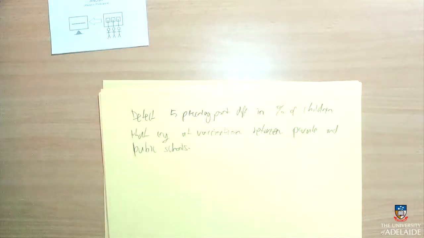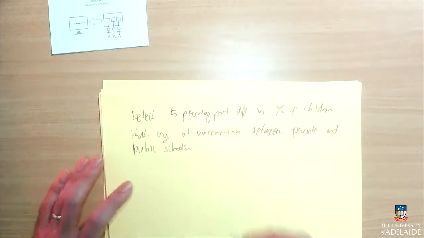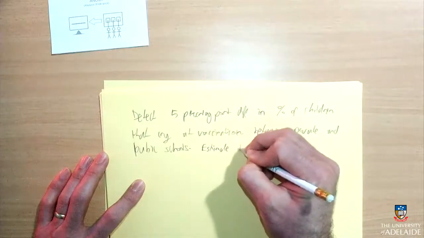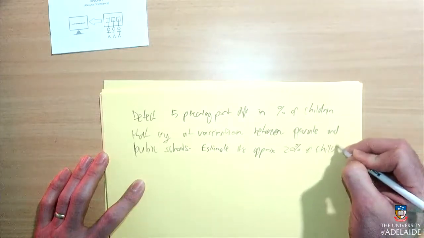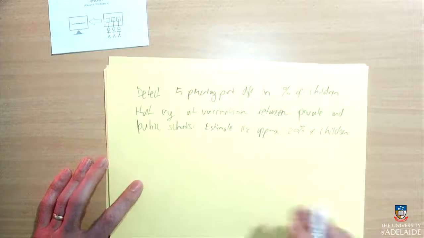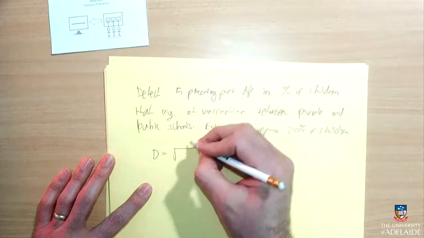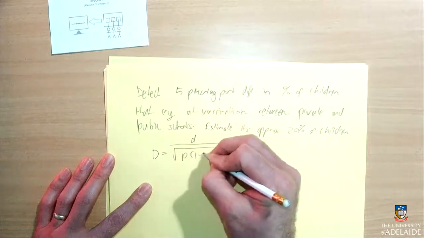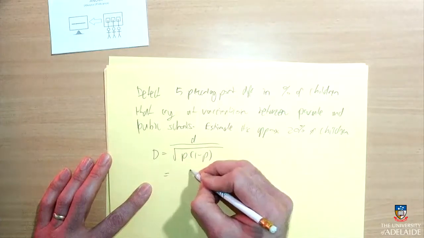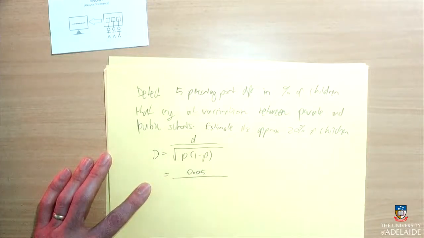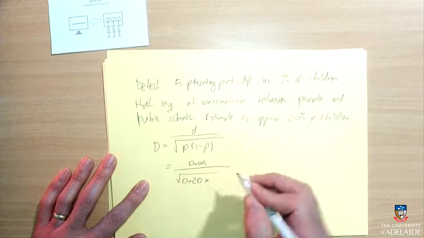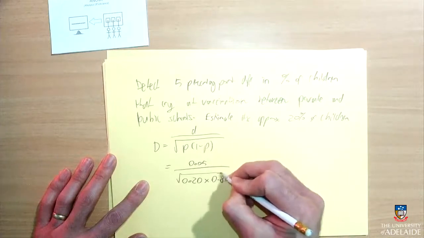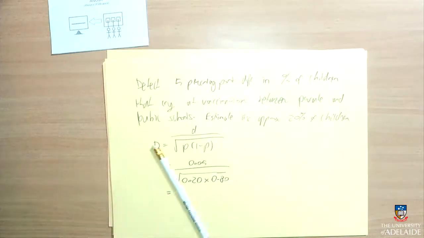Okay. All right, so what you'd need to do is you'd need to have an estimate of what percentage of children generally cry at vaccination. So you estimate, you know, it's approximately 20% of children. Okay, so then the D is this. So my D is 5 percentage points, which has a decimal of 0.05. My estimate is 20%. And the 1 minus p is the other percentage, the 80%. And that calculation is whatever it is.